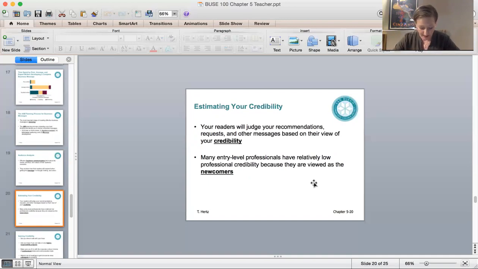Many entry-level professionals will face this situation. They have relatively low credibility because they're newcomers or they're viewed as newcomers. Establishing a professional reputation takes time. It takes less time, however, if you stay aware of your strengths, your weaknesses, and your goals. Most importantly, your reputation depends on adding value in your workplace.